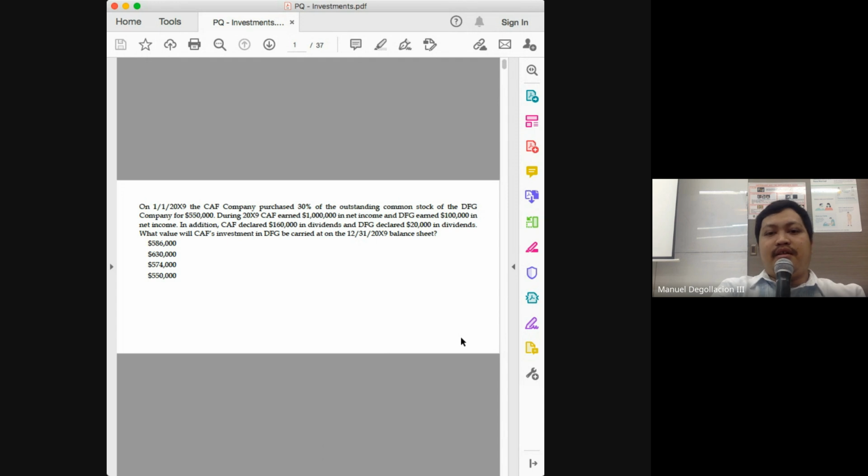But again, the primary test here is the presence or absence of significant influence. We will no longer treat the investment as an investment in associate if it exceeds 50%, because if your ownership interest exceeds 50%, you do not just have significant influence, you actually have, starts with letter C, control already. So if your ownership interest is more than 50%, you actually have control.